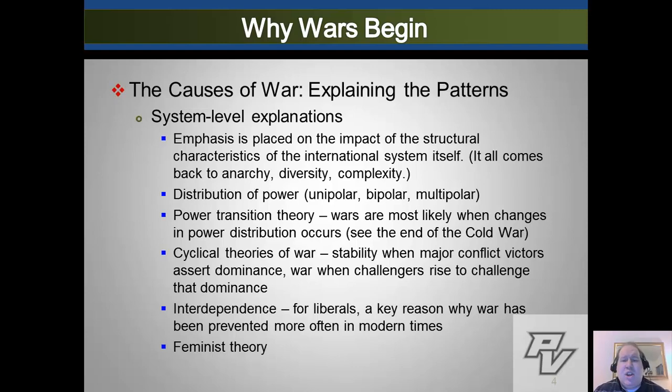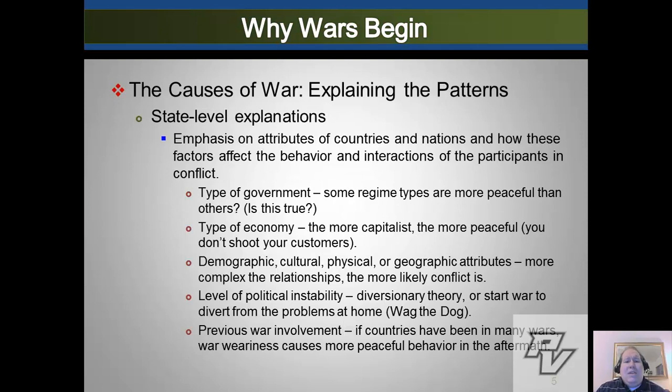Now, on the state level, we can take a look at the attributes of a specific country or a nation and how that factor in that one country can affect whether or not there's conflict. For example, some people would say that democracies are more peaceful. Some regime types, if we talk about type of government, some regime types are more peaceful than others, that democracies are inherently more peaceful than authoritarian rule.